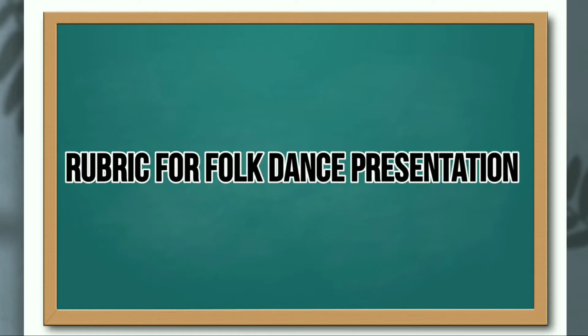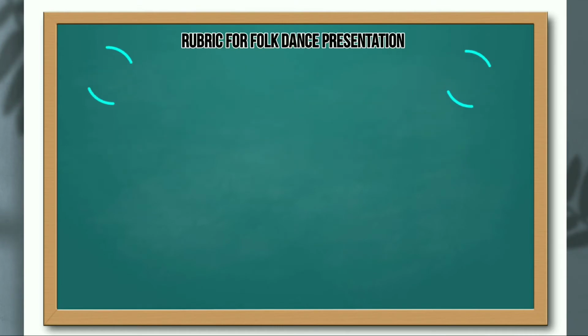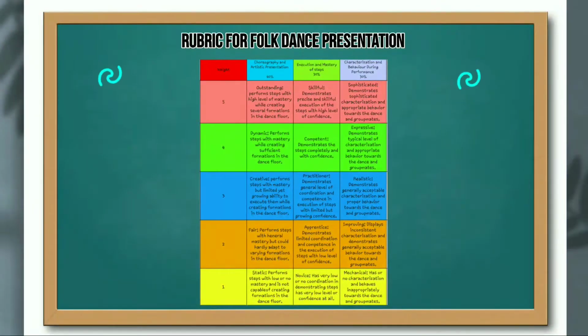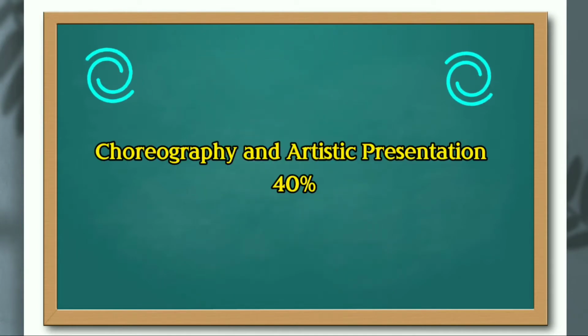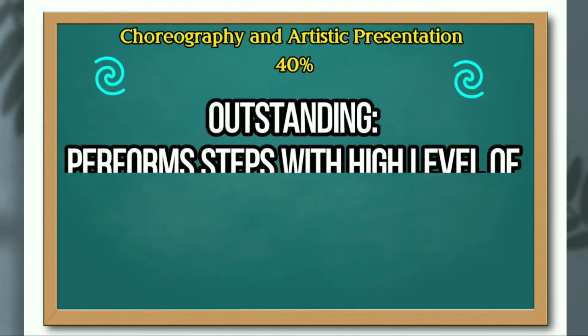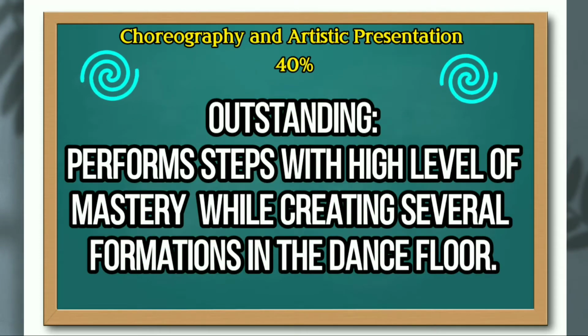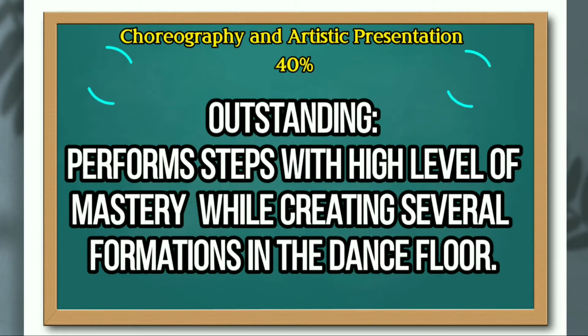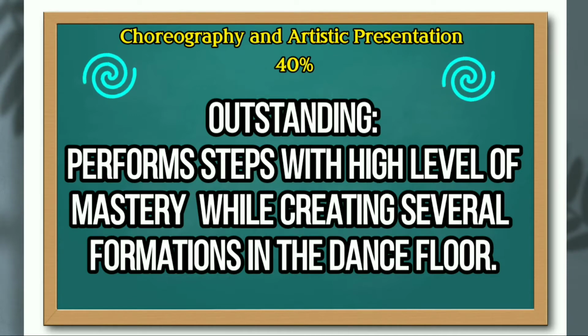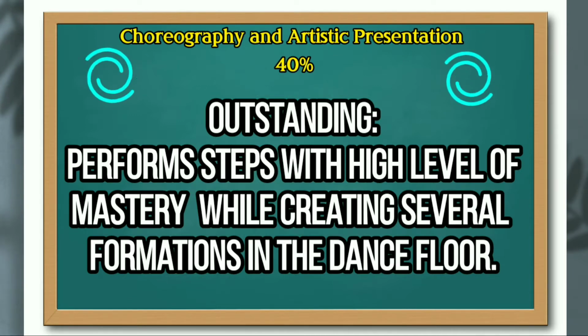I explained to my students about the rubric for folk dance presentation. So these are the scoring guide used to evaluate the cooperative learning activity in their folk dance performance. First is choreography and artistic presentation. Under this, the students will get an outstanding if they perform steps with high level of mastery while creating several formations in the dance floor.